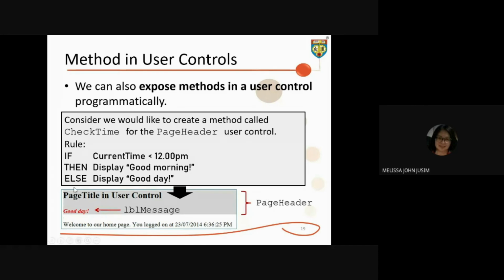This time we add another label, message, and we want this label to display a specific message. According to our programming logic, if the current time is less than 12 p.m., then we display good morning, else we display good day. So this is our programming logic, and we want to reuse this label with this particular programming logic.